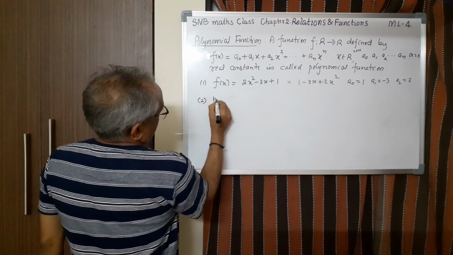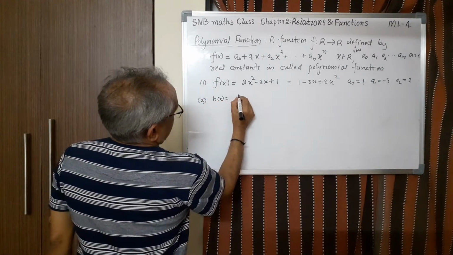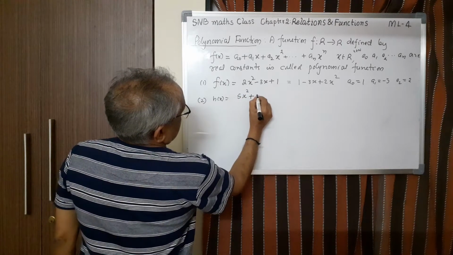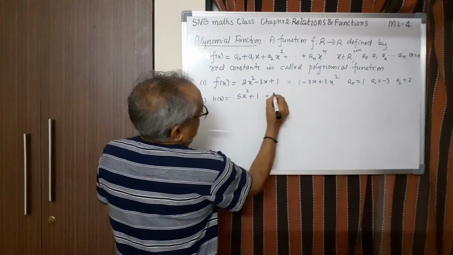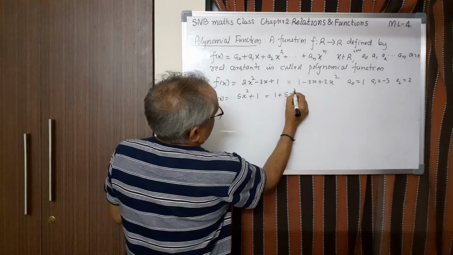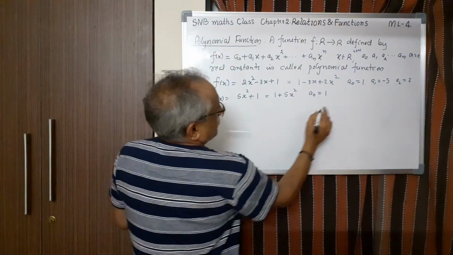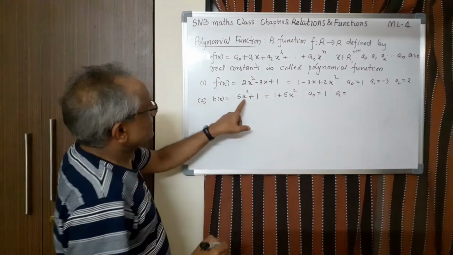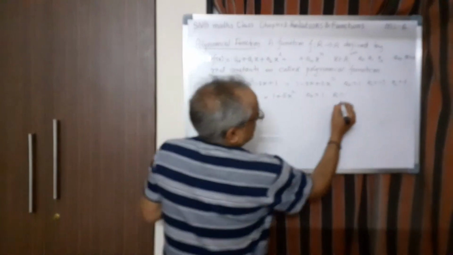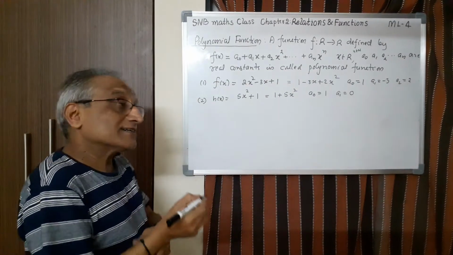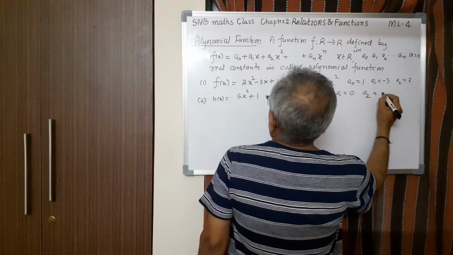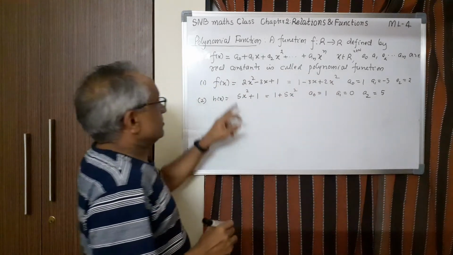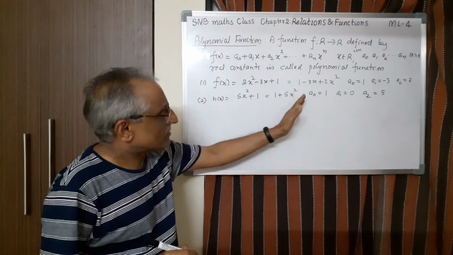Similarly, suppose I have another example. Let us take h of x equal to, say, 5x square plus 1. I can write this in the increasing order: 1 plus 5x square. So what is a naught here? Definitely a naught is 1. Then what about a1? The x term is not there, therefore a1 is 0. This is the understanding: whichever term is not there, that coefficient you have to take as 0. Then a2 here is 5. So whenever a polynomial function is given, first write it in the increasing order, then write a naught, a1, etc.